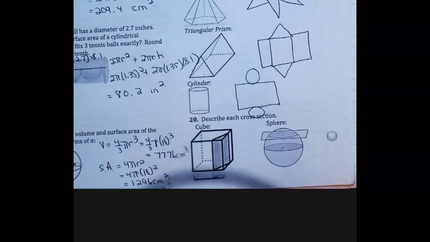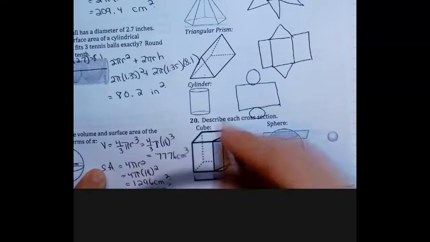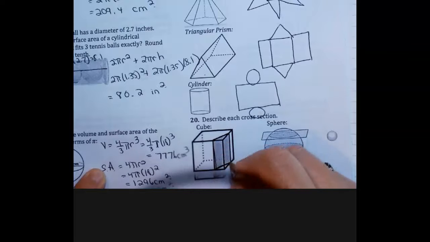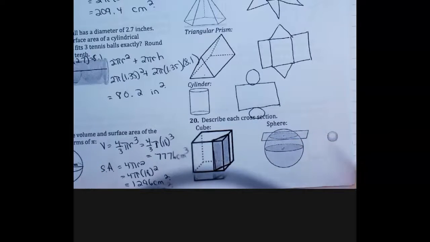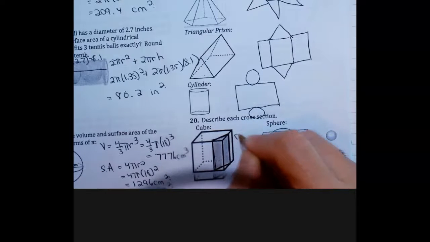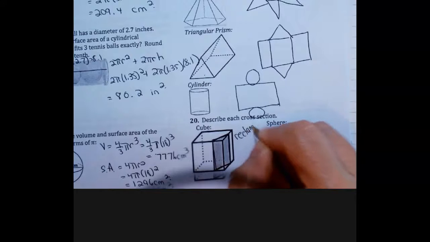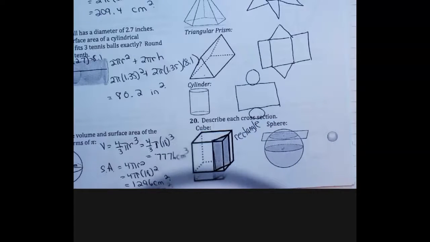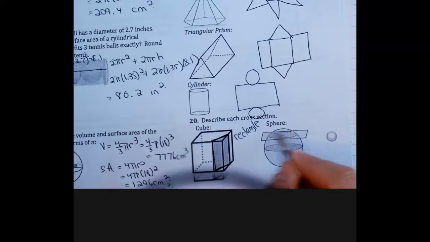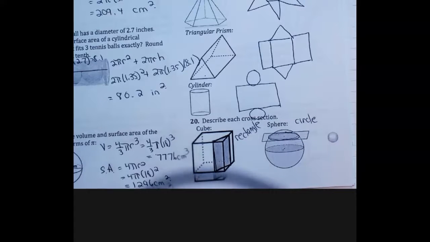Last two describe each cross-sectional piece. So in other words, you have a cube that's been sliced, and here is that sectional piece. In this particular case, that would be a rectangle. And then over here on the sphere, if they cut it there, you can see they're referring to that right there. That cross-sectional piece would be a circle.